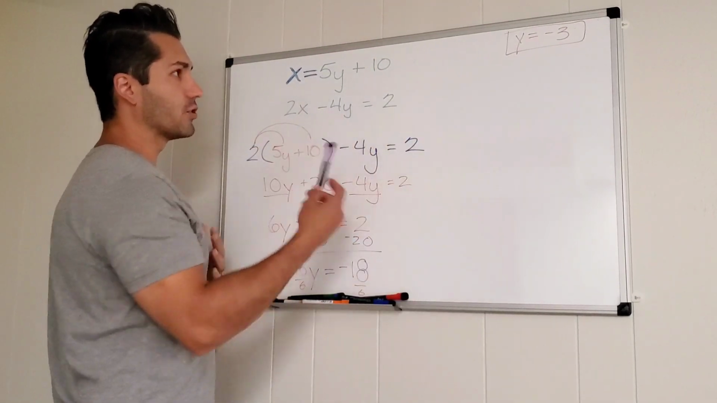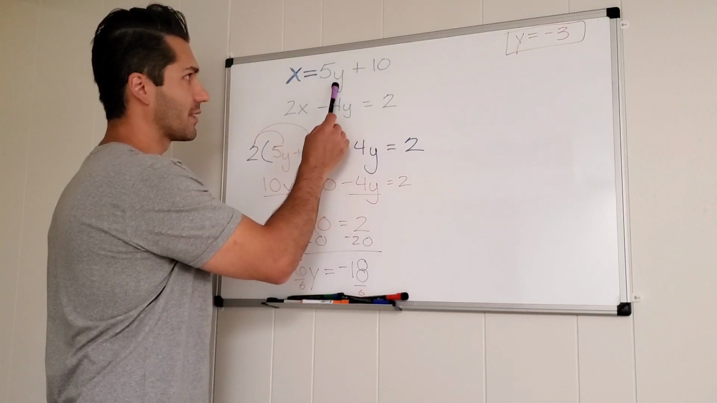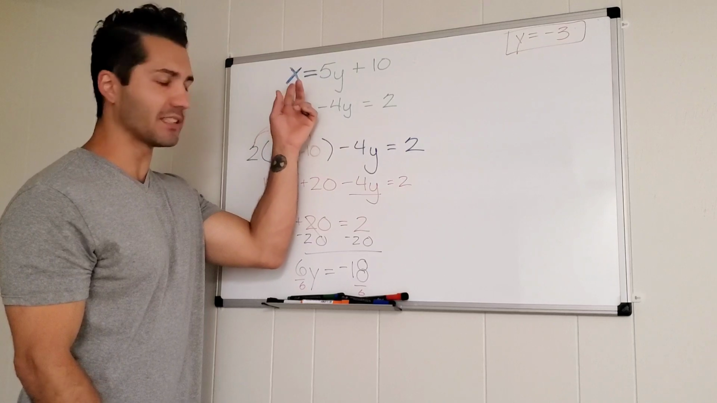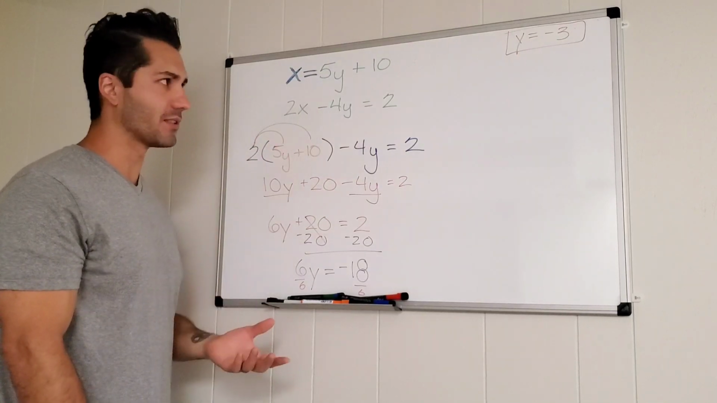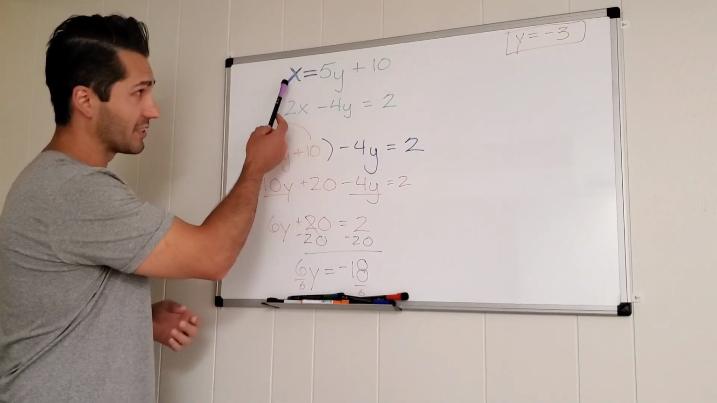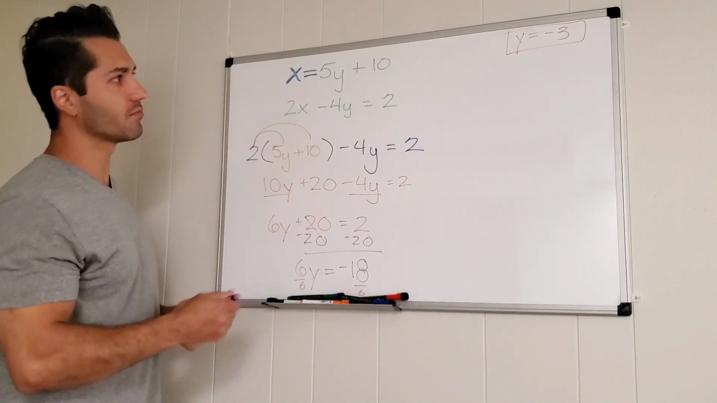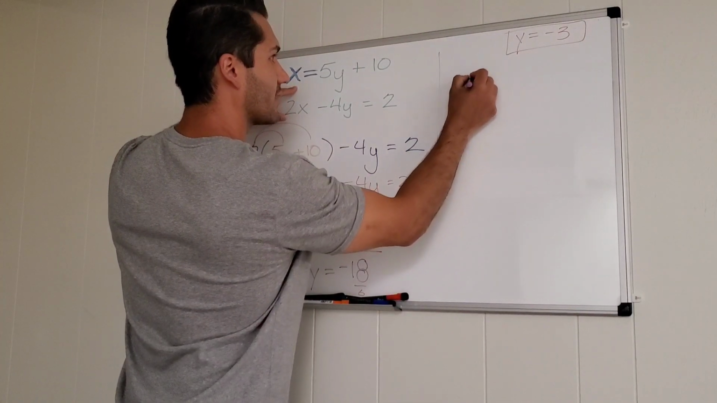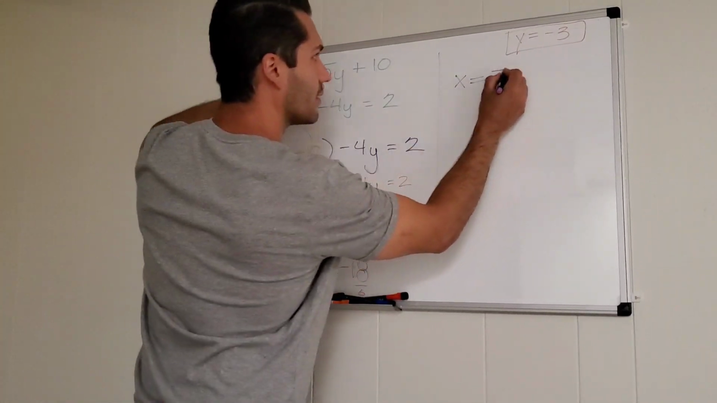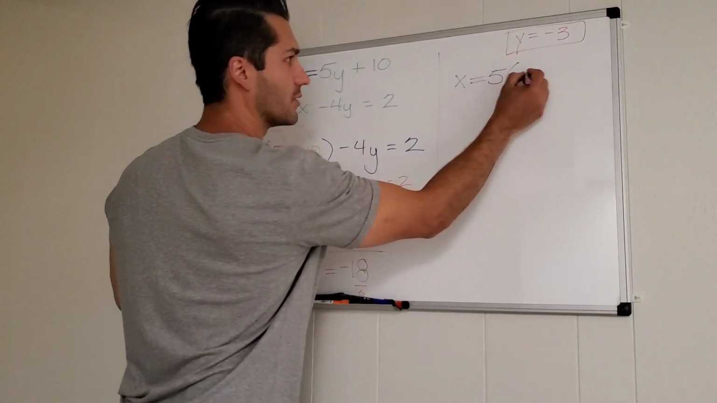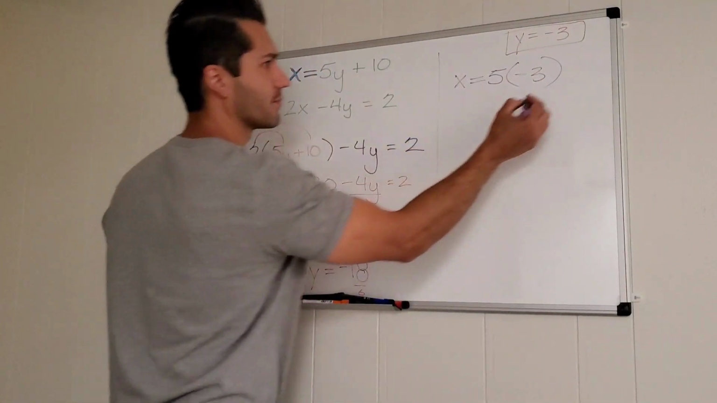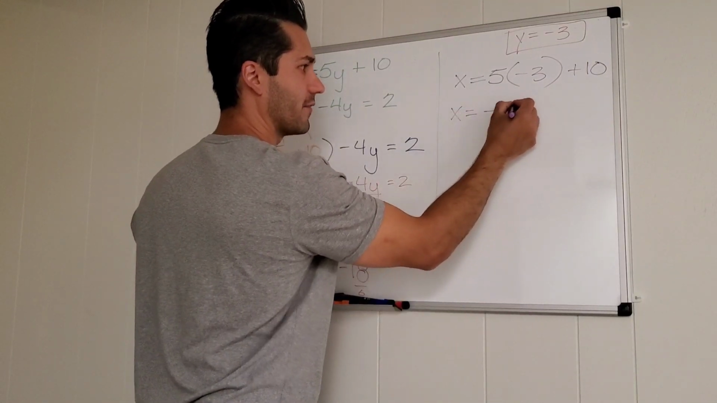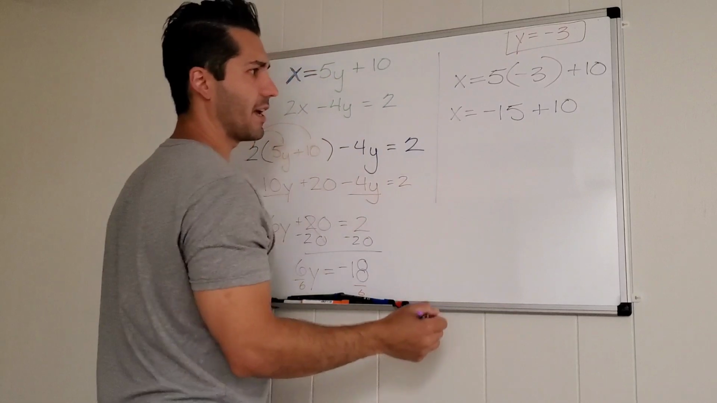So you can pick whichever equation you want to plug it into. Do I want to plug the negative 3 into the top one, or do I want to plug it into the bottom one? The top one says x equals. That's the easier bet. If I'm looking for x and there's an equation that says x equals, that's what I should use. And that's what I'm going to use. Well, let's just divide that up a little bit. x equals 5y, I just found out y equals negative 3, plus 10. x equals negative 15 plus 10.